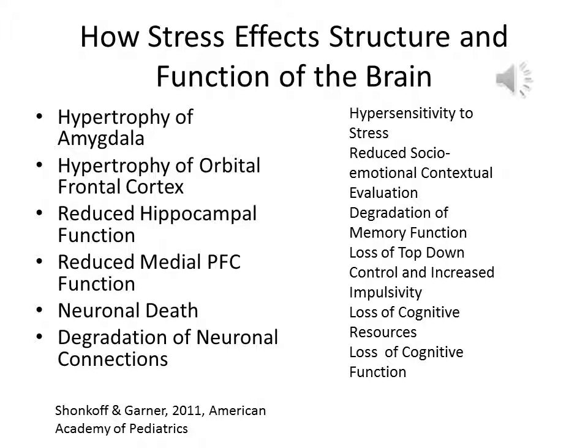Stress causes hypertrophy of the amygdala, leading to hypersensitivity to stress; hypertrophy of the orbital frontal cortex, resulting in emotional contextual evaluation problems; reduced hippocampal function, resulting in degradation of memory functions; and reduced medial prefrontal cortical function, with loss of top-down control, neuronal death, loss of cognitive resources, degradation of neural connections, and loss of cognitive function. As a result of all of these, we have loss of general socio-emotional control and increased impulsivity.